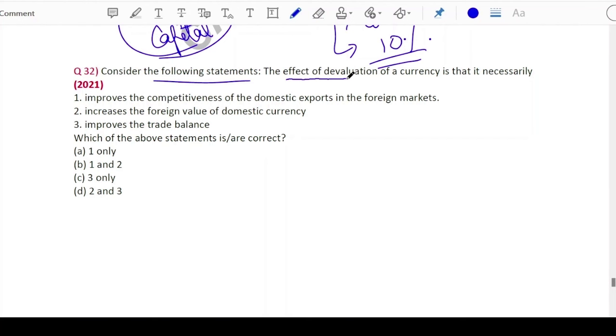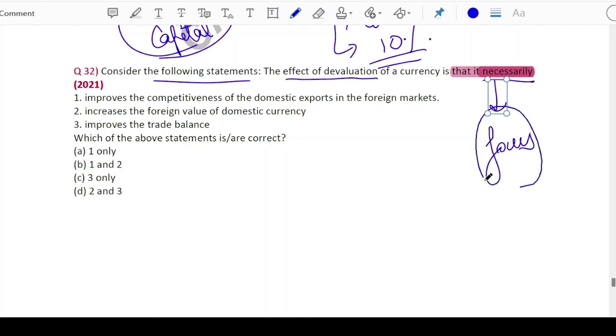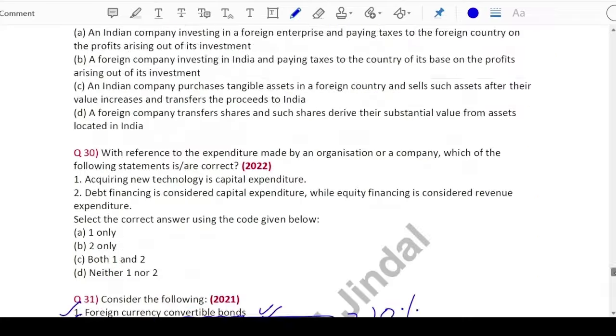Consider the following statements. The effect of devaluation of the currency is that it necessarily, here I want to show this necessarily word. Here you need to focus, where if it is given in the statement, then you need to eliminate that statement. If what necessarily means, it means it needs to be true in every circumstance. Let's read first statement. It improves the competitiveness of the domestic exports in the foreign market. It is a repeated statement. Let me show you.